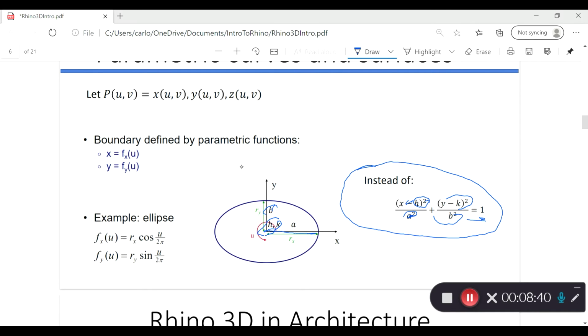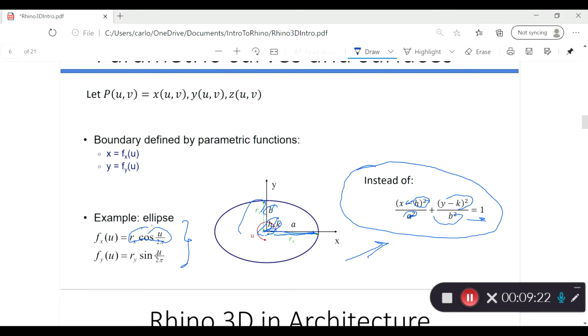Then versus in your parametric function, you have this elegant and short form to generate the ellipse. So you have your Rx, which is A, or the length on this axis, times cosine, which is a trigonometric function, of u divided by 2 pi. It can't get simpler than this. And then for y, you get Ry, which is that length right here, times sine of u divided by 2 pi. So notice that you have this versus that.